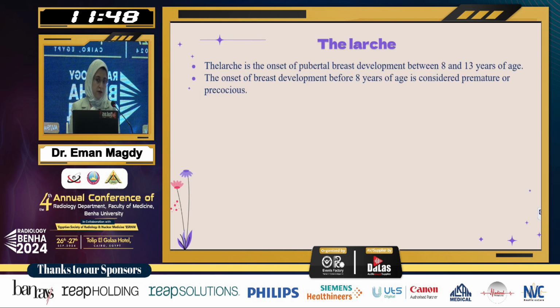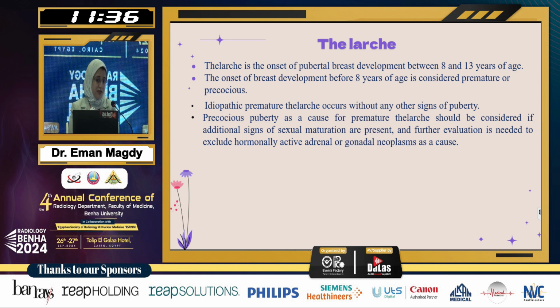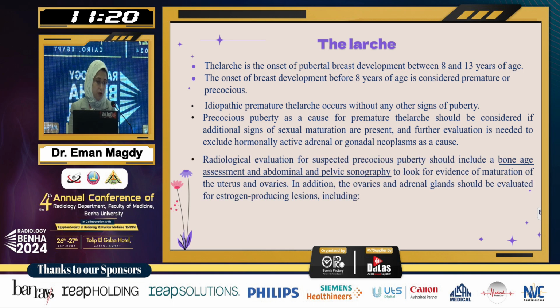What is thelarche? Thelarche is the onset of pubertal breast development between 8 and 13 years of age. The onset of breast development before 8 years of age is considered premature or precocious. Idiopathic premature thelarche occurs without any other signs of puberty. Precocious puberty as a cause for premature thelarche should be considered if additional signs of sexual maturation are present, and further evaluation is needed to exclude a hormonally active adrenal or gonadal neoplasm as a cause.